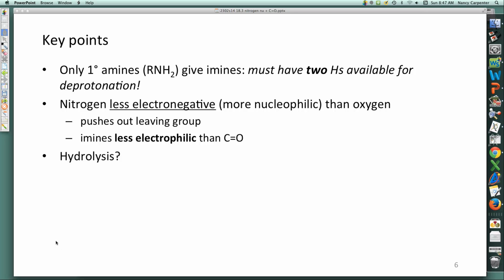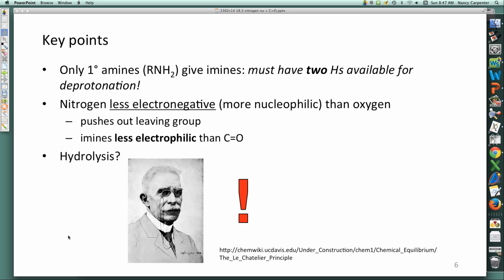And then hydrolysis, what about the reverse reaction where I go from the amine back to where I started from, the aldehyde or ketone? Same old, same old. Good old Le Chatelier tells us add an excess of water to the amine and you'll go back to the ketone or aldehyde.